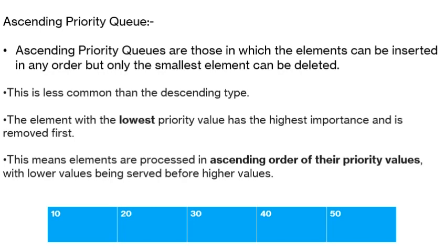So here, the element with the lowest priority value will be given the highest importance and will be the first one to be removed. As in queues, the first element that is inserted will be the first one to be removed. Here, the same thing: the element with the lowest priority value will be the first one to be removed. This means elements are processed in ascending order of their priority values, with lower values being served first.